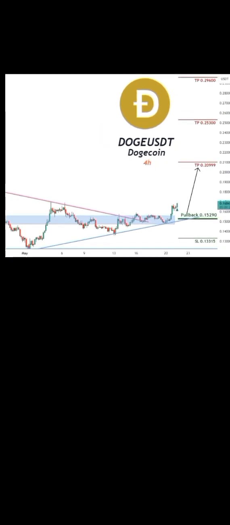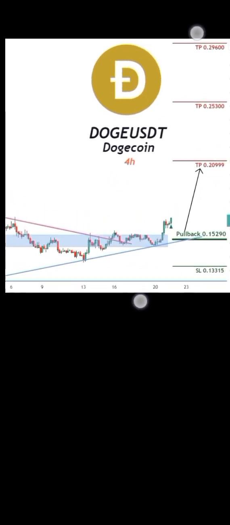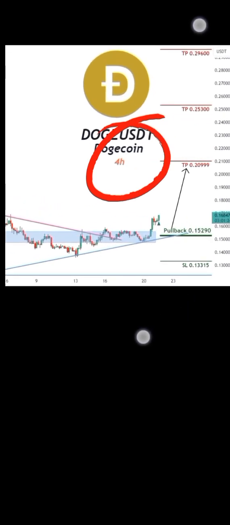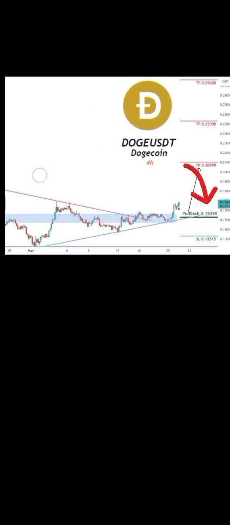So this is a little more complicated. This is Dogecoin. So here we have pullback. Pullback is showing 0.1529. See stop loss 0.13315. TPs. So this thing is just like that first signal I read out that has 3 different TPs.